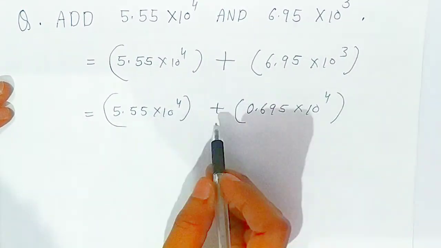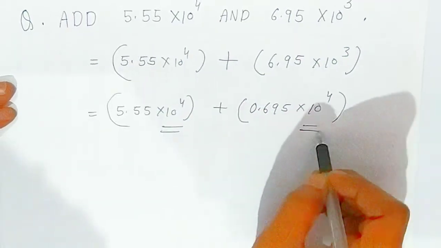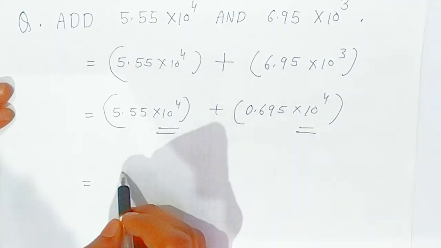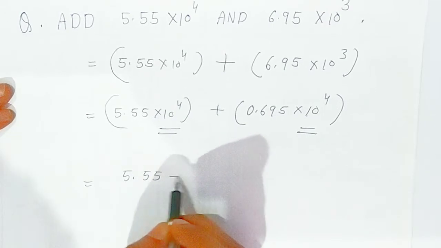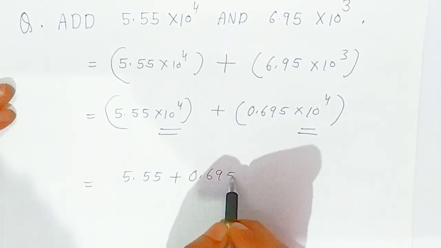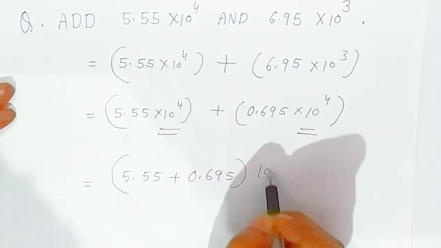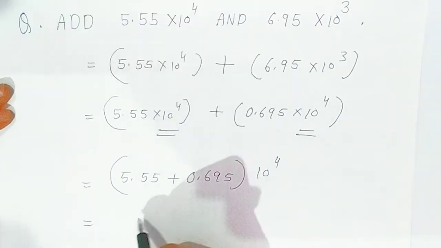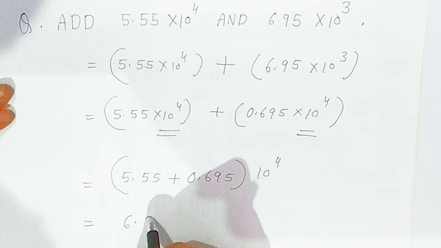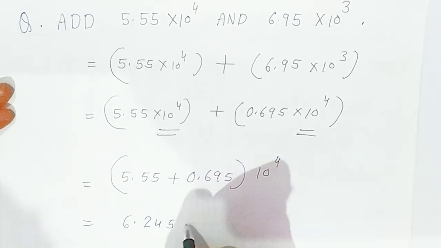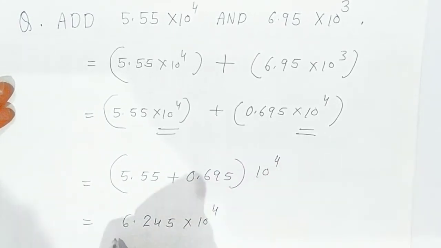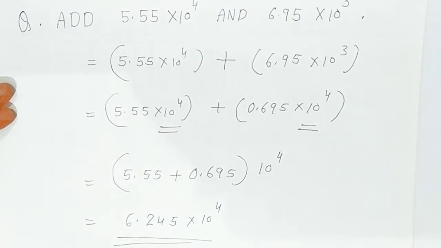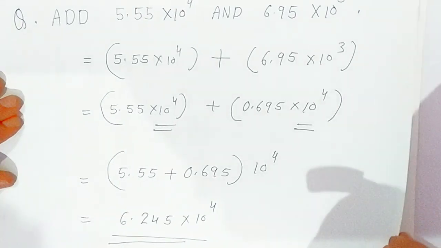Correct? Now here you can take this 10 raised to 4 as common outside. So what is remaining students? 5.5 plus 0.695. When you add, it becomes 6.245. Now 10 raised to 4 you have taken out. This is the answer. Okay students, this is very important, so in examination sometimes they ask it.